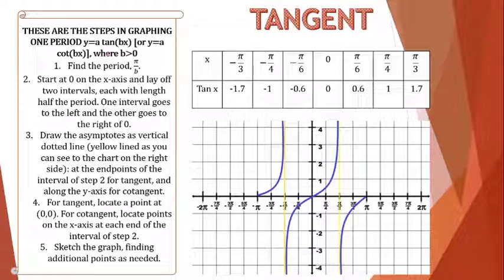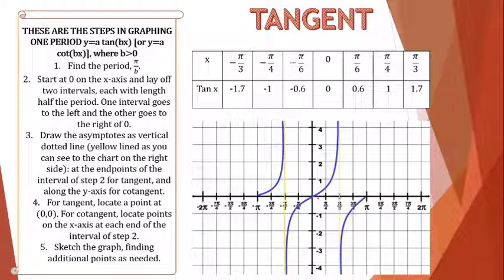Draw the asymptotes as vertical dotted lines, yellow lines as you can see. Ito, makita nyo yellow line siya. Kumbaga yan talaga yung dotted line. Kaso walang dotted line sa pinagawan ko. Kaya yellow line as you can see to the chart on the right side. At the endpoints of the interval of step 2 for tangent and along the y-axis for cotangent. For tangent, locate a point at 0, 0, kasi dito nagsimula. For cotangent, locate the points on the y-axis at each end of the interval of step 2.